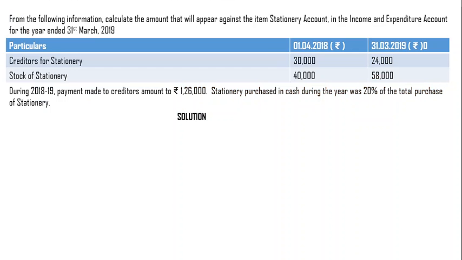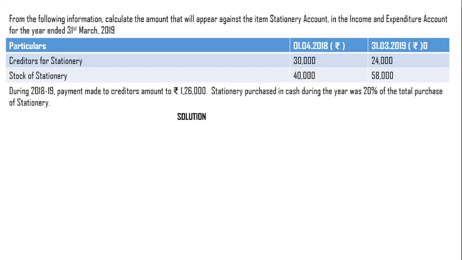So we'll take one more example to make the thing clear. In this example you are given a table where you have creditors in the beginning, creditors at the end, and also the opening stock and the closing stock. Then it says during 2018-19 payment made to the creditors. So here the payment made during the year is given, so of course we'll be starting with that only.